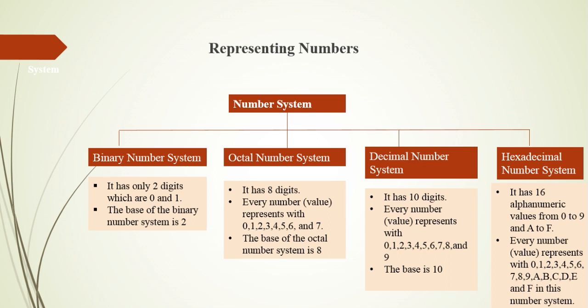Binary number system, it has only 2 digits which are 0 and 1. Base is 2. Octal number system, it has 8 digits. Every number value is represented with 0, 1, 2, 3, 4, 5, 6 and 7. The base of the octal number system is 8. Decimal number system, it has 10 digits and the base is 10. Hexadecimal number system, it has 16 alphanumeric values from 0 to 9 and A to F. The base is 16.